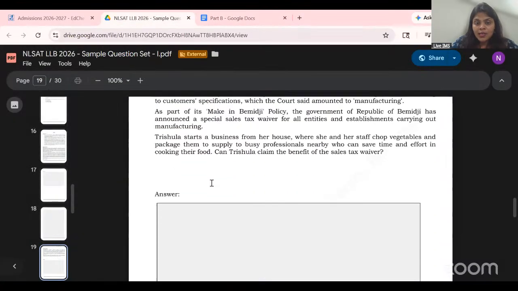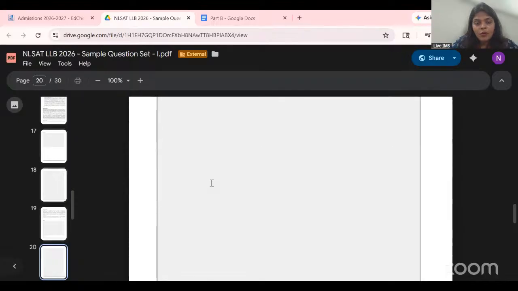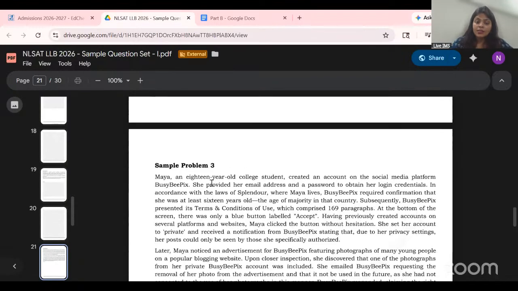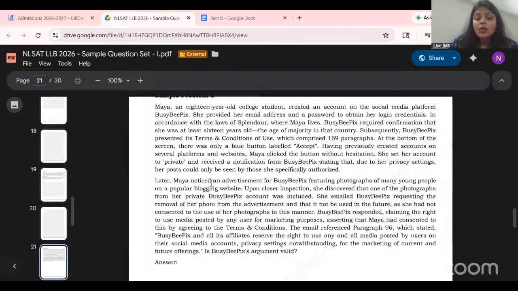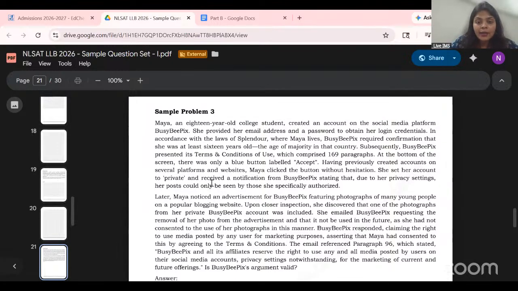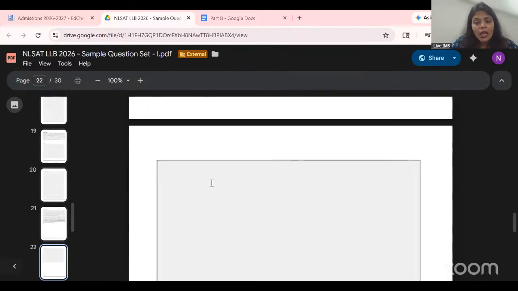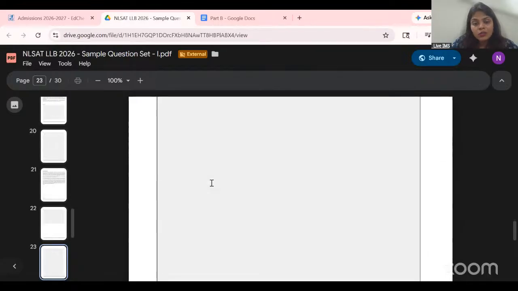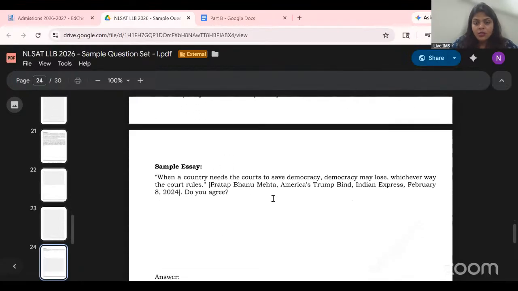So that is there for your second sample problem. For your third sample problem, this is a task that I want to allot to all of you. Solve this and come back and let me know your answer. I will now move on to the third part of it, which is your analytical ability testing.